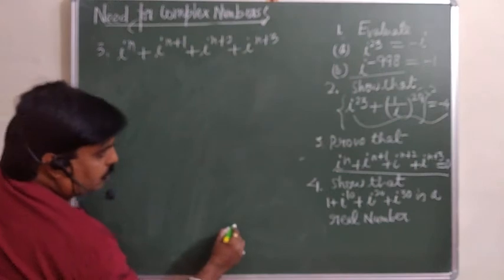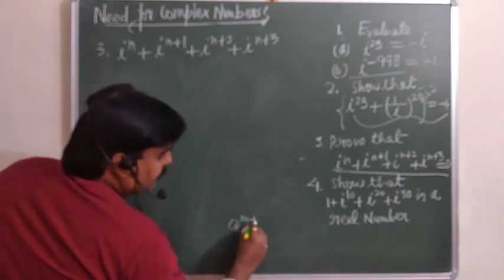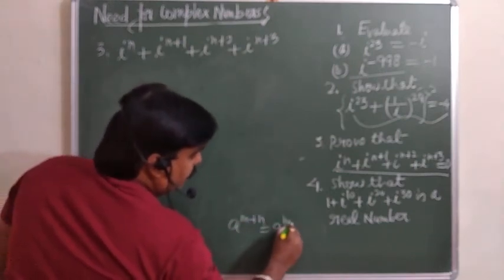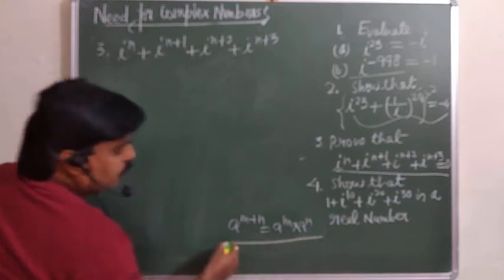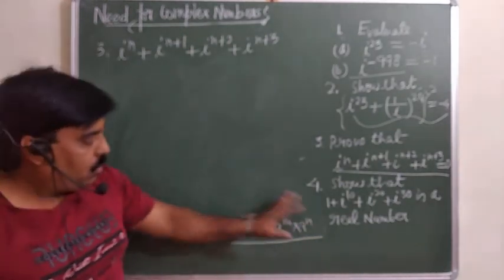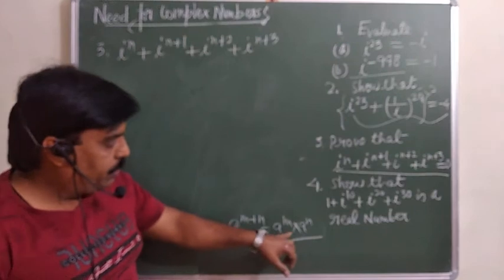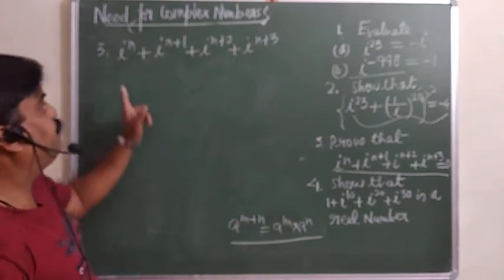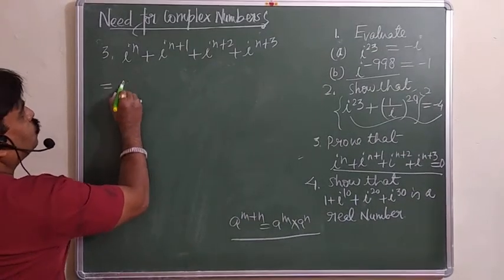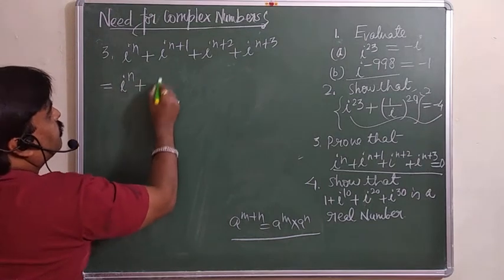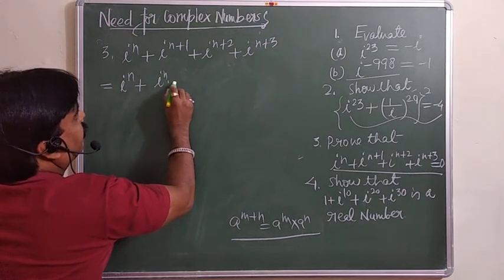Just see now. We already know that a^(m+n) is equal to a^m into a^n. This is already known from the law of indices. If the bases are same, then the powers will be added. So here I will do the same thing first. i^n, this can be written as i^n into i.